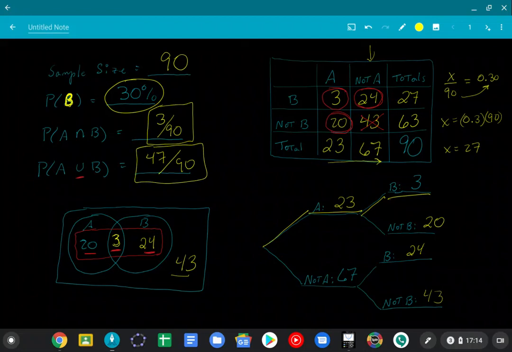But you see, all this takes is going through and understanding what these values mean and putting them in all the different locations. That's it. All right. So take your time.